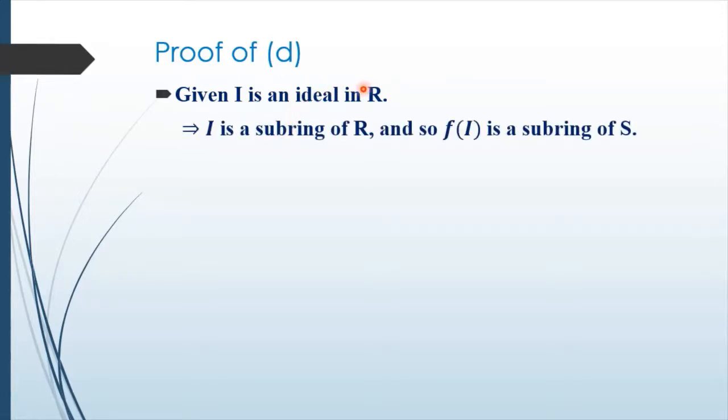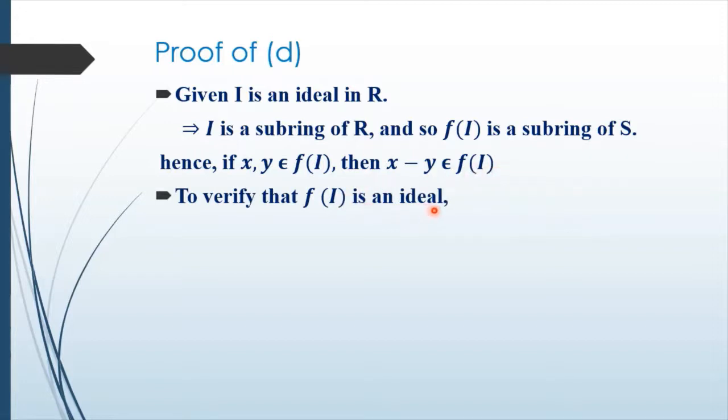Next proof. If I is an ideal in R, we have to prove that f of I is an ideal in S. So as every ideal is a subring, I is a subring of R. So f of I is a subring of S. This one we have proved just now, that if A is a subring, then f of A is a subring. So here I is a subring of R, then f of I is a subring of S. So if x, y belong to f of I, then x minus y also belongs to f of I.